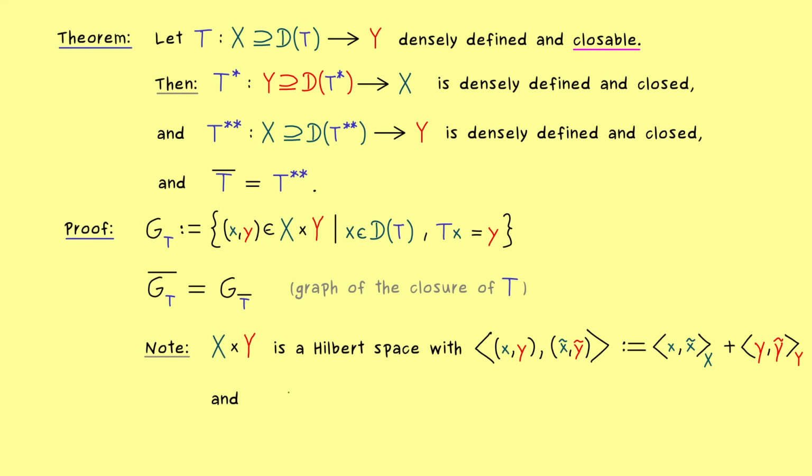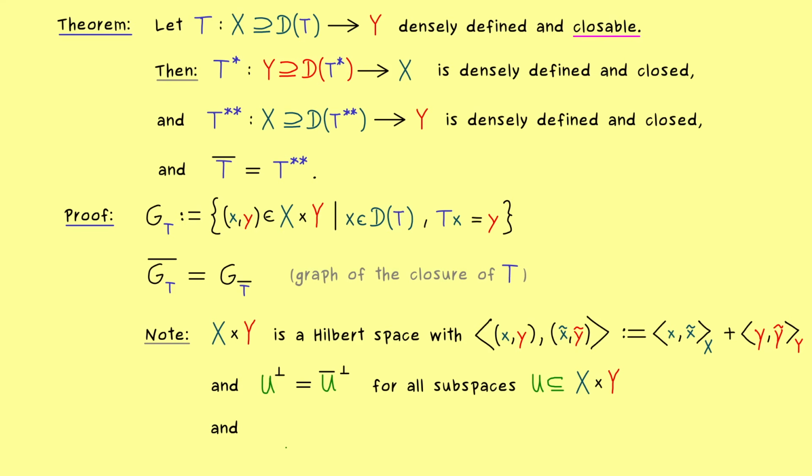And this tells us that we can also look at orthogonal complements in this new Hilbert space. So we can use the whole Hilbert space theory, which tells us that the closure of U in the orthogonal complement does not change anything. And moreover, the orthogonal complement is always a closed subspace in X times Y. So please note, we have discussed all of that in my video course about Hilbert spaces.